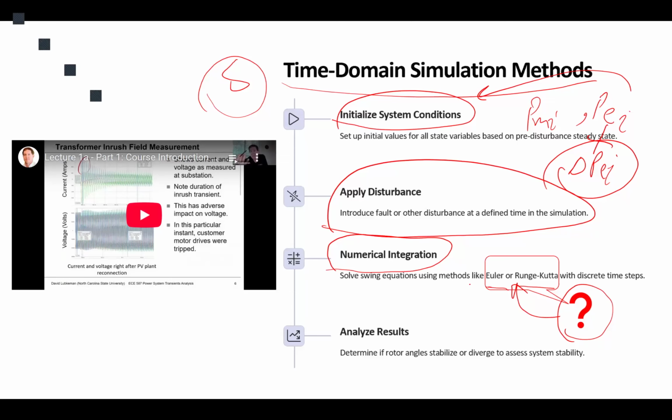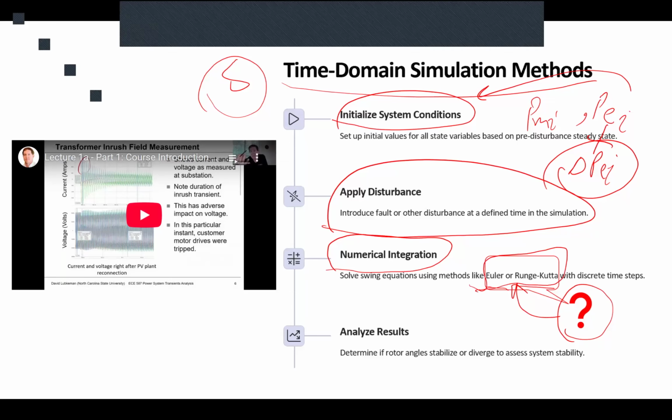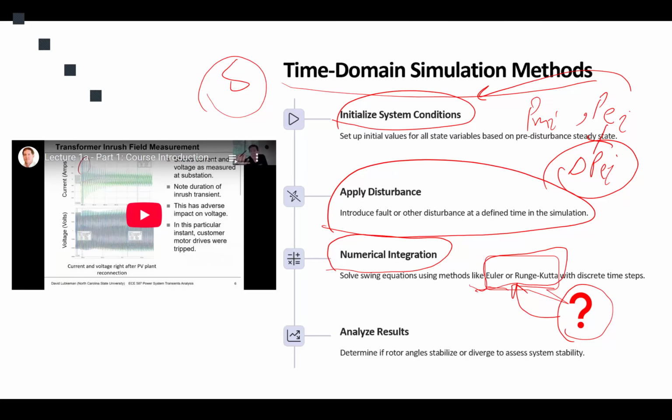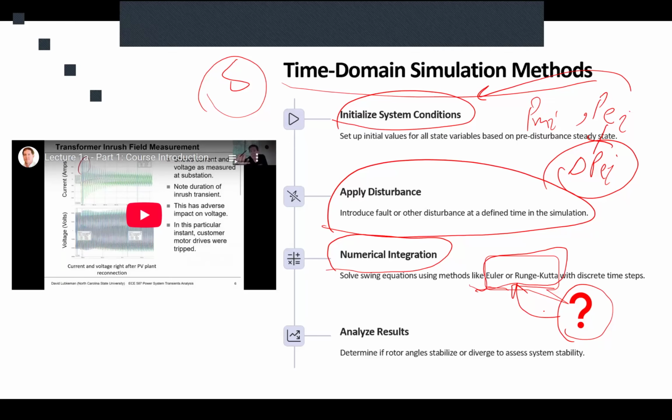Now I want you to search the Euler and Runge-Kutta methods and try to get familiar with them. Runge-Kutta is more advanced than Euler. Euler is the basic one. If you have any question, for example, you read about Euler or Runge-Kutta and you don't understand it, reach out. These are very good tools for solving numerical problems.